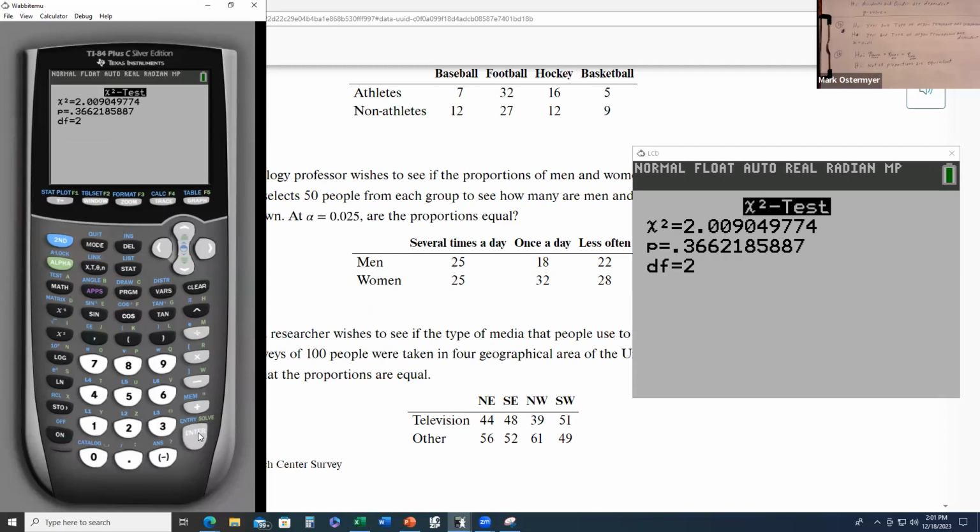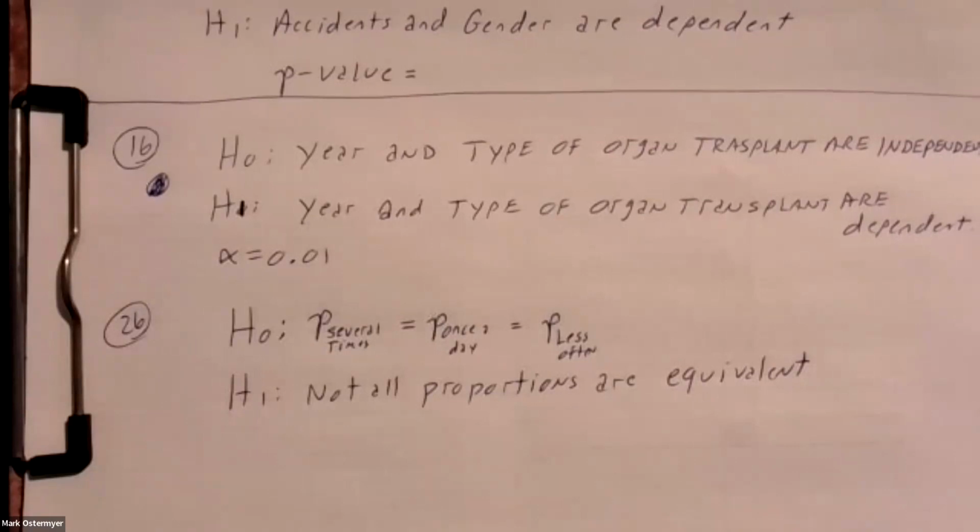And there you go, we got a p-value, it's about 37%. So that p-value is large, therefore we will not reject the null hypothesis. And therefore, what would we conclude in plain English? We're not going to reject the null hypothesis. So we would conclude that the proportion of men and women who visit TikTok during these three different frequency levels are about the same. In other words, there does not appear to be any difference in the proportion of men and women who visit TikTok several times a day, once a day, or less often. That's what the test has shown us. That makes sense, sir?